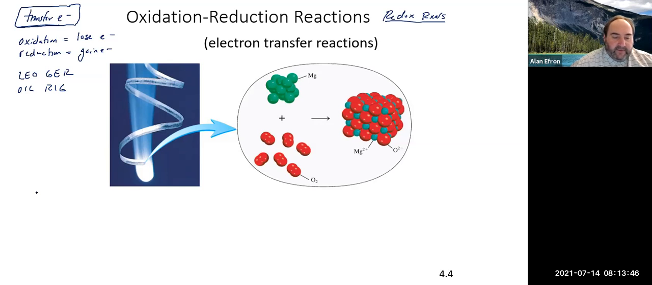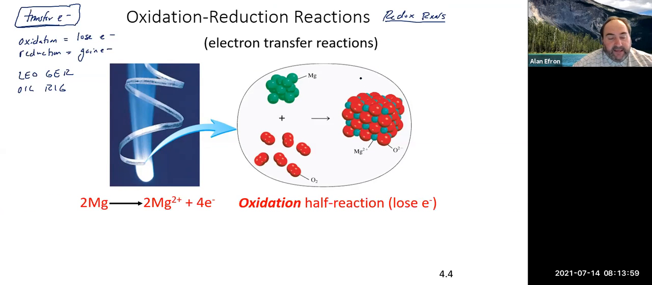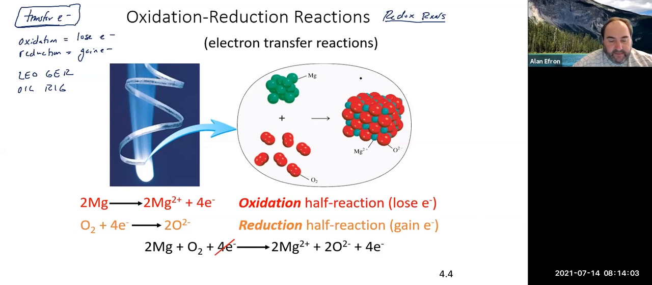So if we look at a reaction such as what we see here, which is magnesium plus oxygen forming magnesium oxide, we could actually see what is happening in terms of oxidation and reduction for these guys. This is the overall reaction here, magnesium plus oxygen going to magnesium oxide.